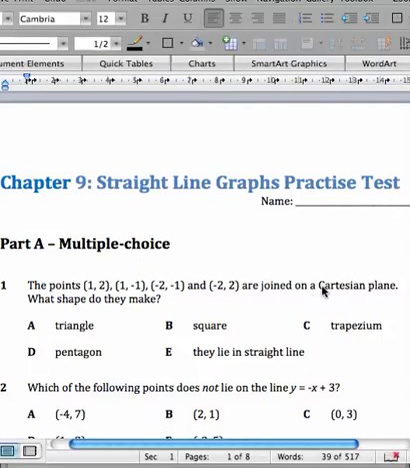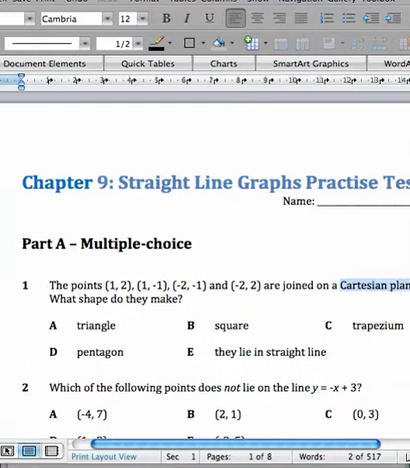Now, just to recap, Cartesian plane simply means number plane, or what we can call a graph. So don't get confused by Cartesian plane. It's just the name of a mathematician. Now, to plot points, let's draw a graph.